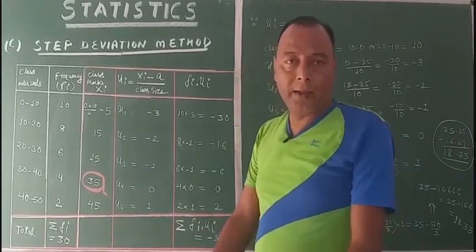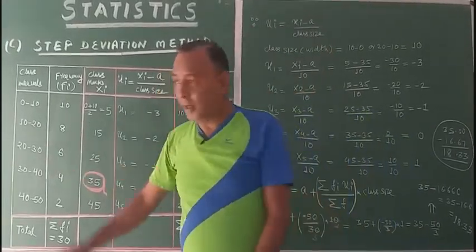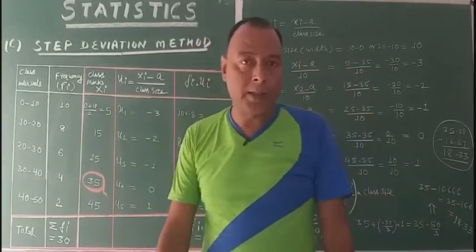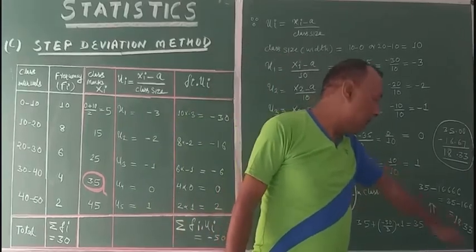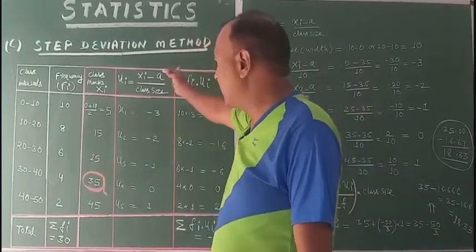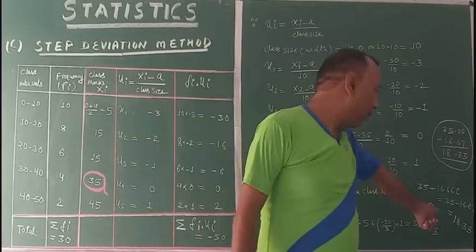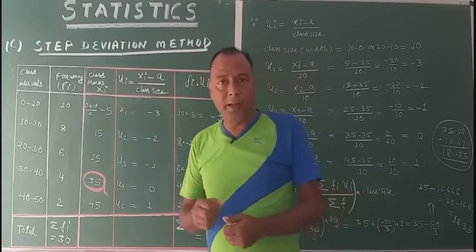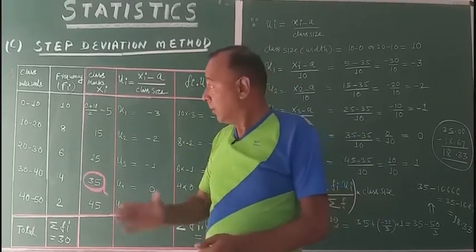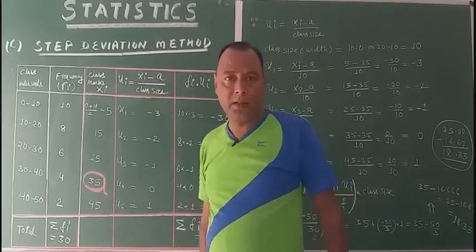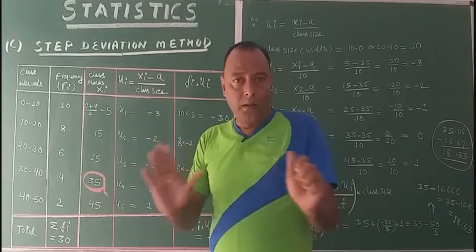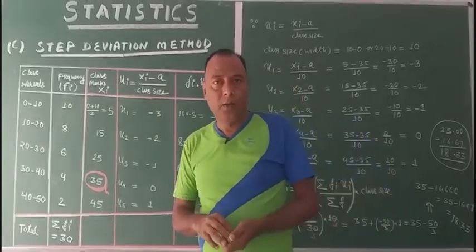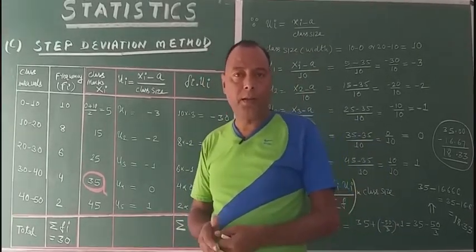Just look at the answers. In the direct method, the mean of this data was also 18.33. In the assumed mean method, it was also 18.33. And now in this step deviation method, again it is 18.33. So in this way, we can calculate the mean by these 3 different methods, and you will get equal answers in all the methods. So that's all for today. Thank you very much.